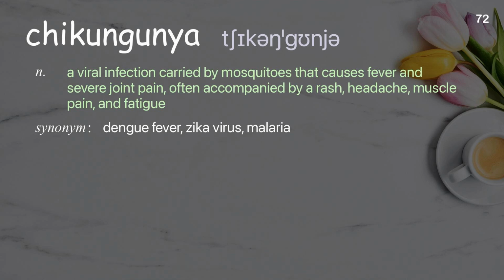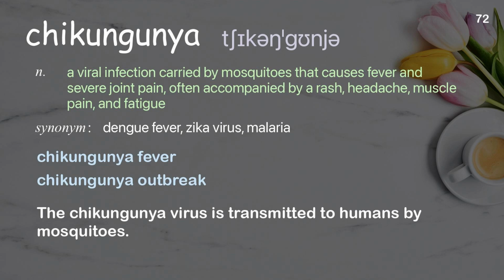Chikungunya. A viral infection carried by mosquitoes that causes fever and severe joint pain, often accompanied by a rash, headache, muscle pain, and fatigue. Examples: Chikungunya fever. Chikungunya outbreak. The chikungunya virus is transmitted to humans by mosquitoes.